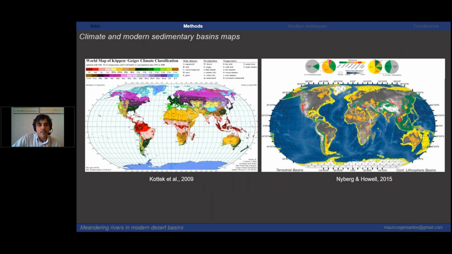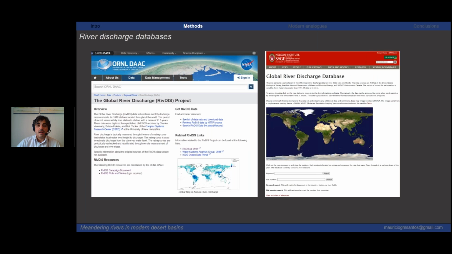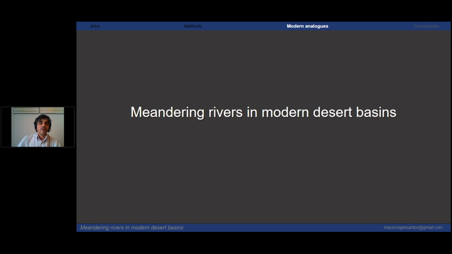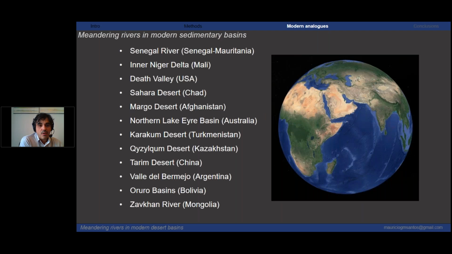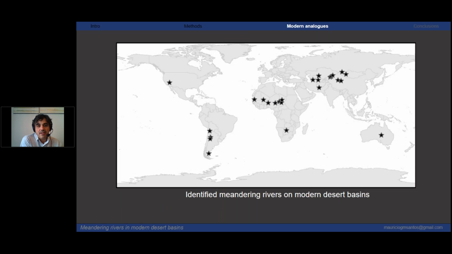So we use a climate world map and a map of the modern sedimentary basins to cross this information and get modern rivers in desert basins. We got river discharge databases from various sources, and we are now presenting the meandering rivers in modern desert basins. We have a large number of meandering rivers in modern desert basins. Here's a map with examples on all continents, but Antarctica and Europe, for obvious reasons.